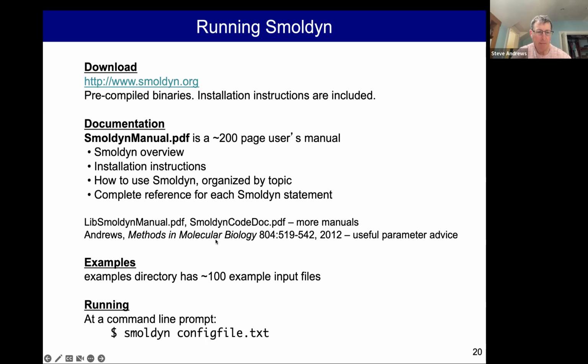And then my main approach is looking at the examples directory. It's about 100 example files that show pretty much how to do every single thing you could want to do. To run it, go to the command prompt and type in smoldyn and your filename.txt.